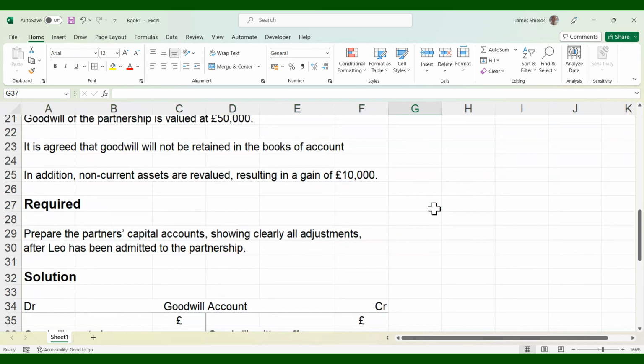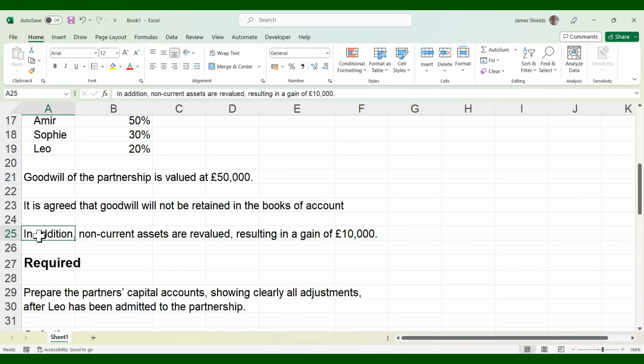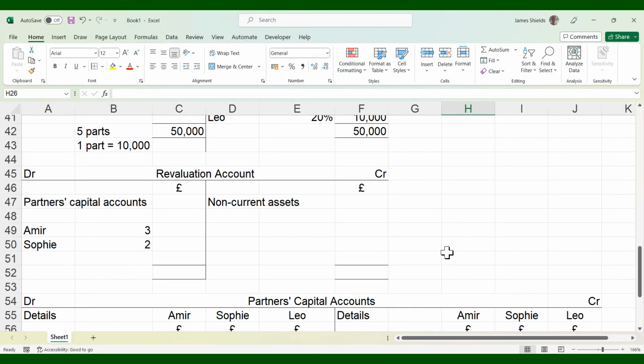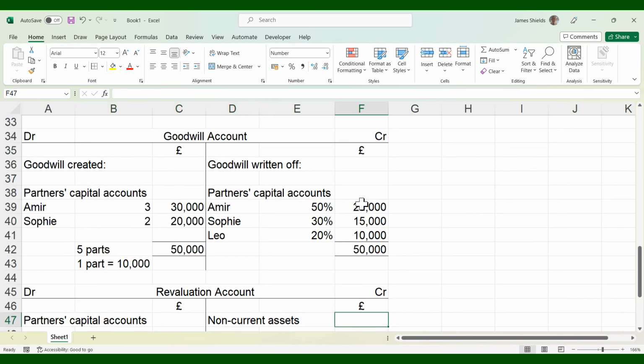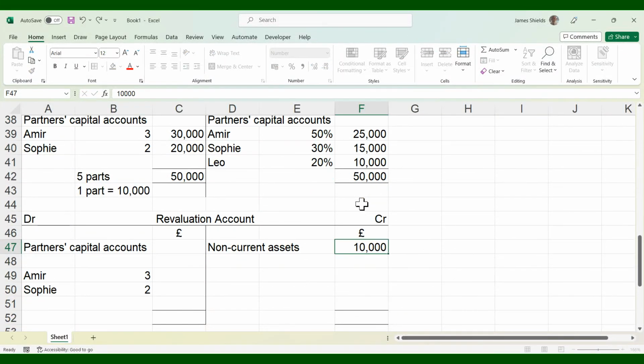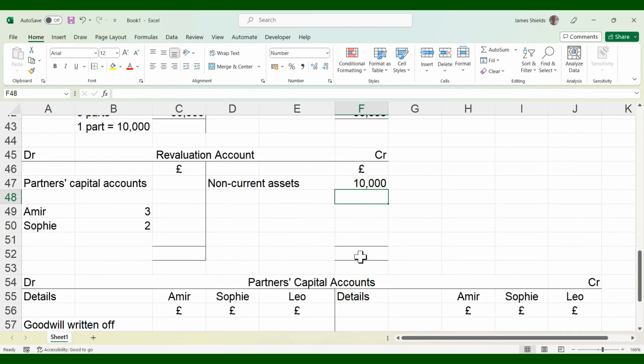Now, we also have a revaluation it mentions here. In addition, non-current assets are revalued, resulting in a gain of £10,000. So we're going to do a revaluation account now. If there's been a gain on revaluation, you'll be debiting your non-current assets, so you'll credit your revaluation account, and the amount of the gain was, let's just check, £10,000. So we've got a total of £10,000.